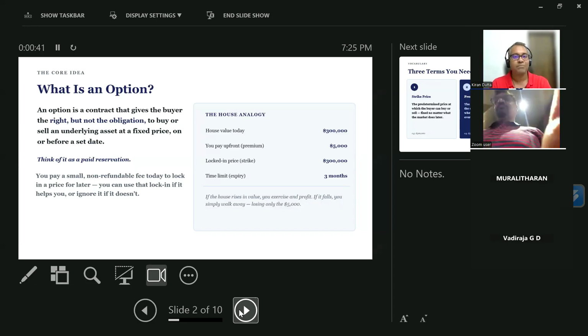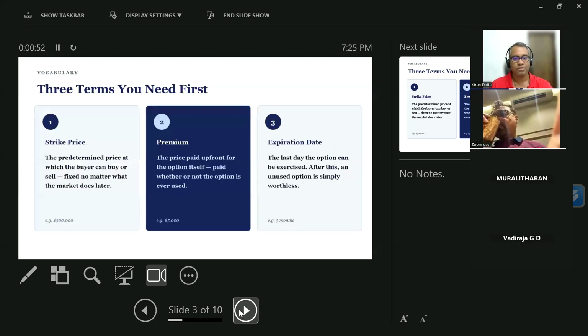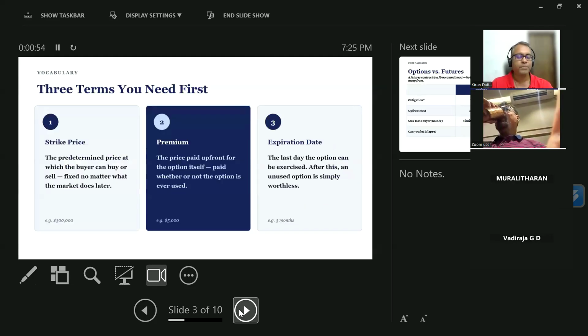Okay, the time limit, expiry, 1 month or 3 months or whatever. So what you are doing is paying that non-refundable fee today, which is called premium, and you are actually locking in the price for later. That's a simple thing all about, right? Now, please also remember this, and we're translating it into the jargon here.